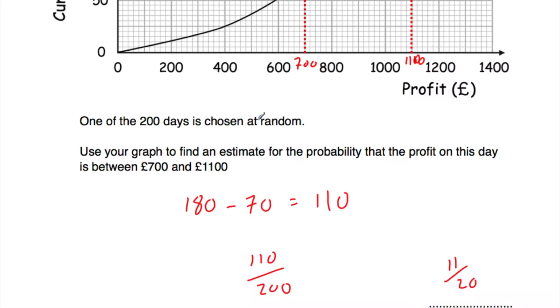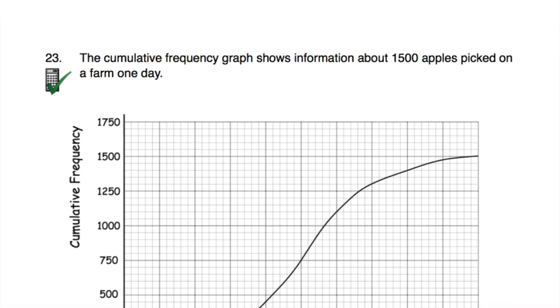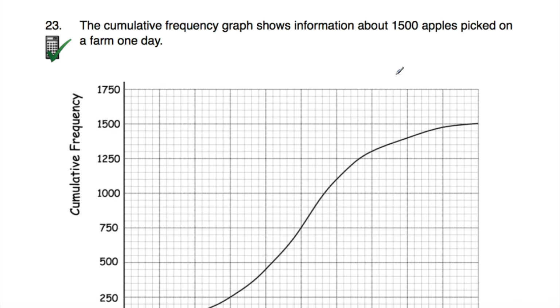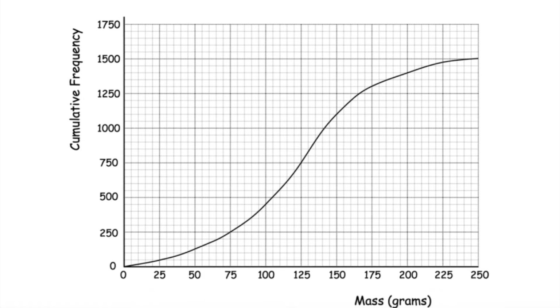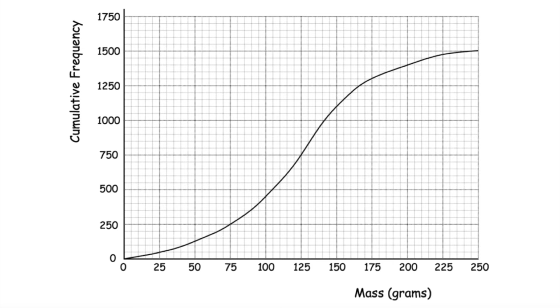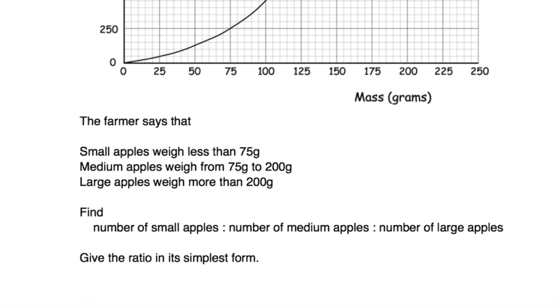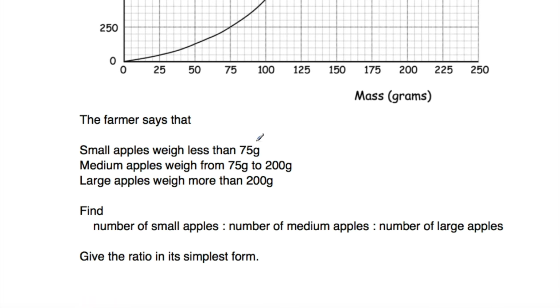Okay, let's look at our next question, question number 23. We've got this cumulative frequency graph, and it shows information about 1,500 apples picked on a farm one day. So 1,500 apples were picked on a farm one day, and we've got information about their mass. Then we're told that a farmer says that small apples weigh less than 75 grams, medium apples weigh from 75 grams to 200 grams, and large apples weigh more than 200 grams. And we've been asked to find the ratio of the number of small apples to medium apples to large apples, and we need to give that ratio in its simplest form.